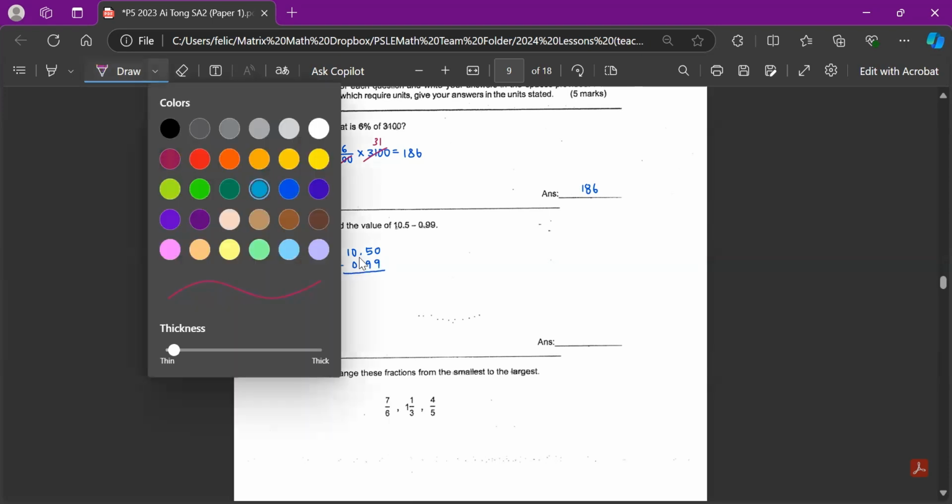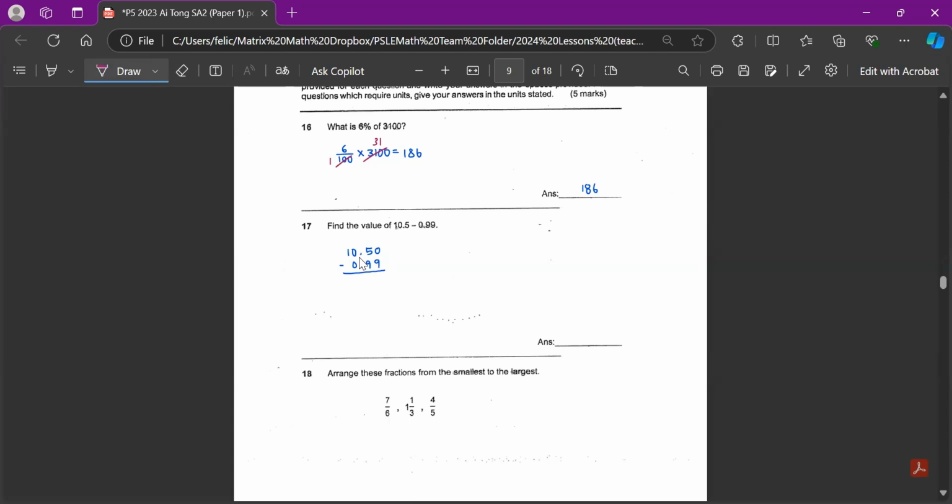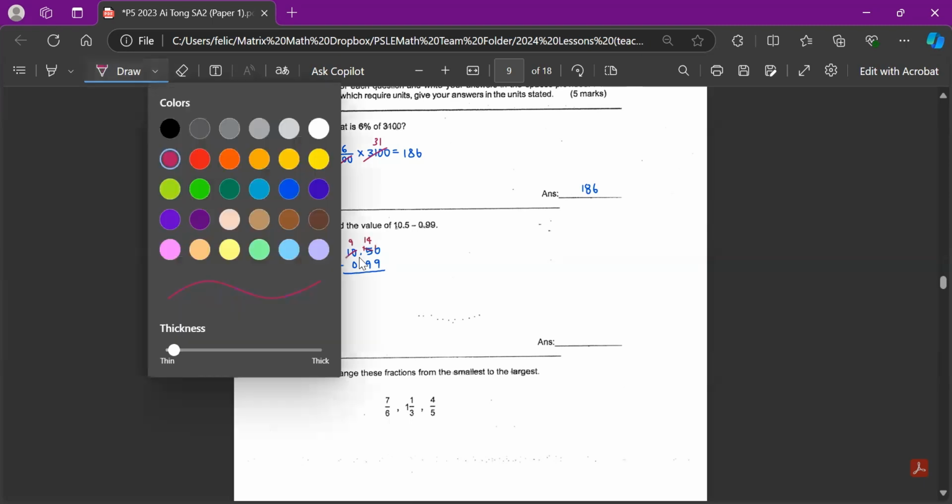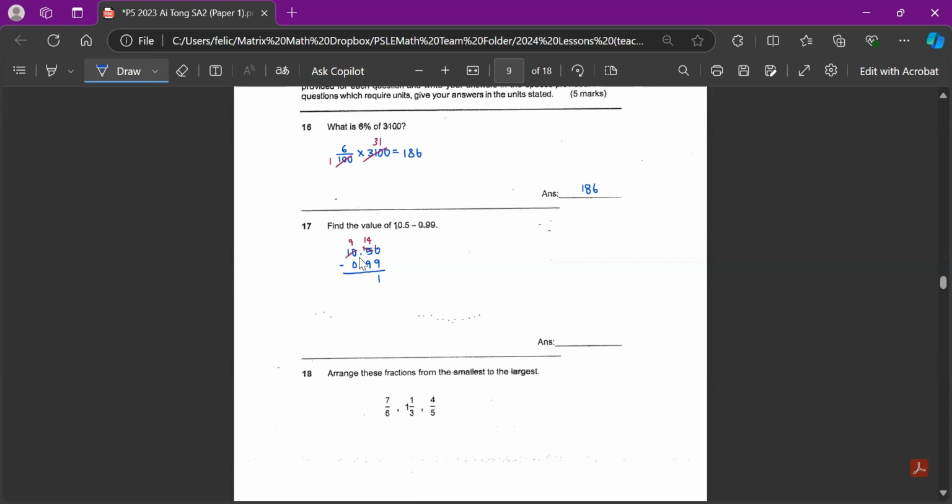Okay, so let's go on to subtract. So this will be 10, cancel, become 9. 15 become 14. Okay, so 10 minus 9. 10 minus 9 is 1. 14 minus 9 is 5. Okay, 9 minus 0 is 9. Alright, so that's it. 9.51.